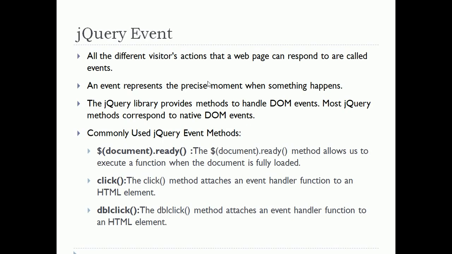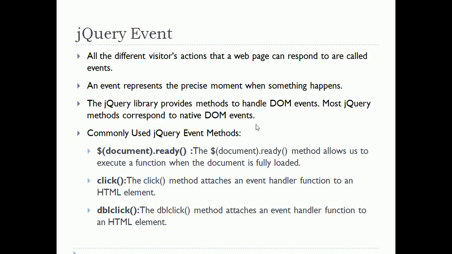All the visitor's actions that a web page can respond to are called events. For example, if your visitor's action is clicking on a button, then click is an event. Suppose the visitor's action is to enter data in a text box, then key press is an event. An event represents the precise moment when something happens, and the jQuery library provides methods to handle DOM events. Most jQuery methods correspond to native DOM events.